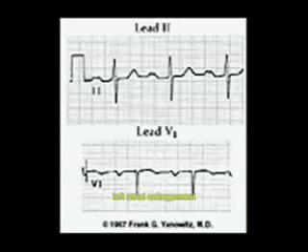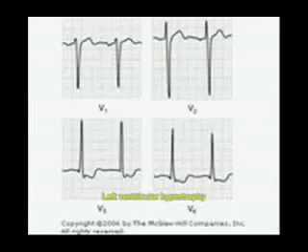And then let us see left ventricular hypertrophy. In left ventricular hypertrophy, you can see big R and S waves. In fact, if you combine S and R, it will be more than 35 millimeters. So whenever you see big S and R waves, you should suspect left ventricular hypertrophy.